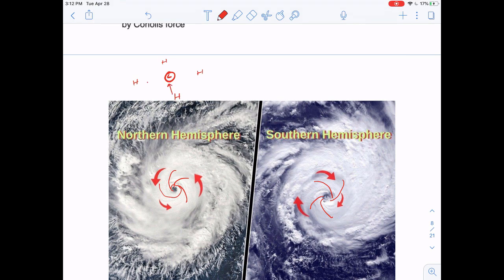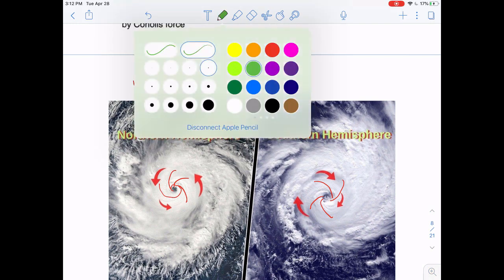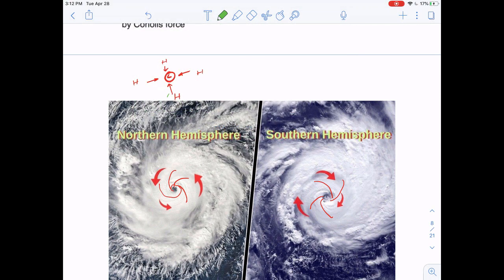And then we know that originally the air is going to travel from outside inward, right, towards the low pressure center. So if we're in the northern hemisphere, what happens is that since we're going to turn right, we're going to go this way, okay? And also here it's going this way, and here finally going this way. And because of that, finally the shape of this hurricane is going to look like this, okay?